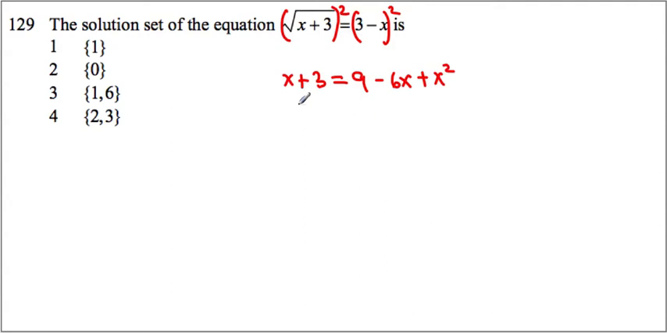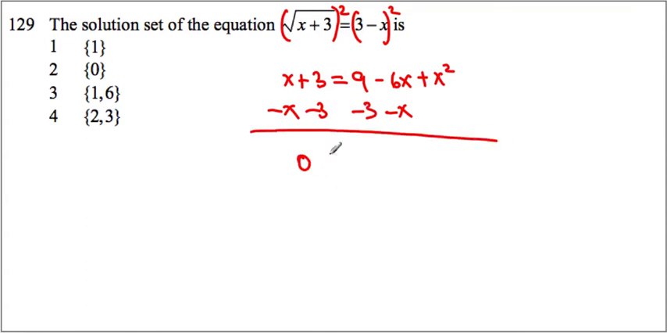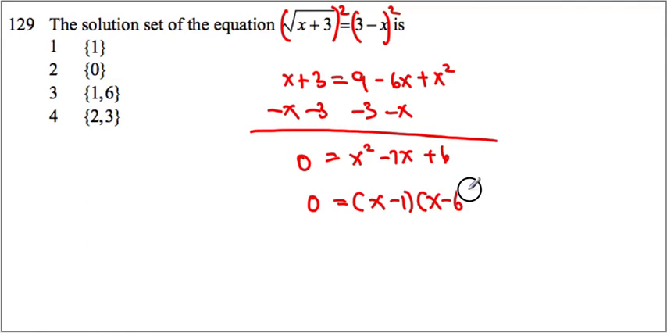Now, putting everything onto one side by subtracting x and subtracting 3. Then we'll end up getting 0. I'm going to write down x squared first, because it'll be easier to look at, and minus 7x and plus 6. Now, if you have to factor this one, then we'll end up getting 0 equals x minus 1 and x minus 6. This basically means x has to be equal to 1 or x has to be equal to 6.